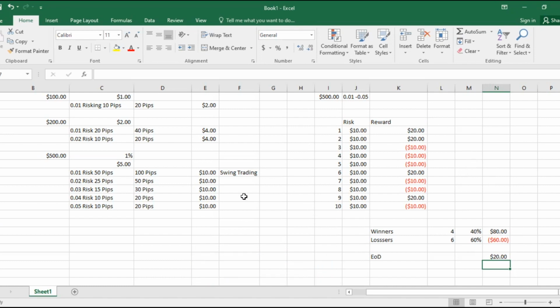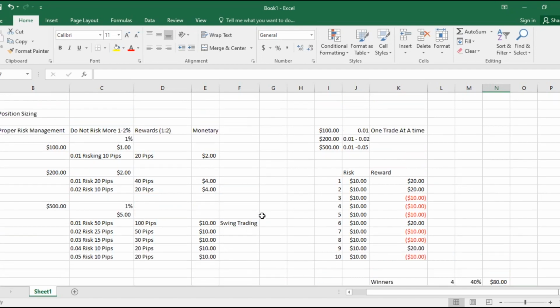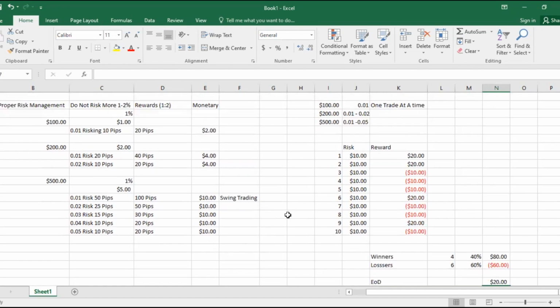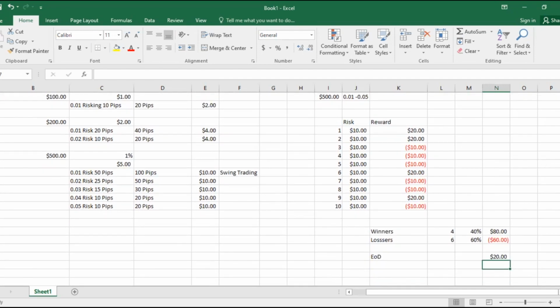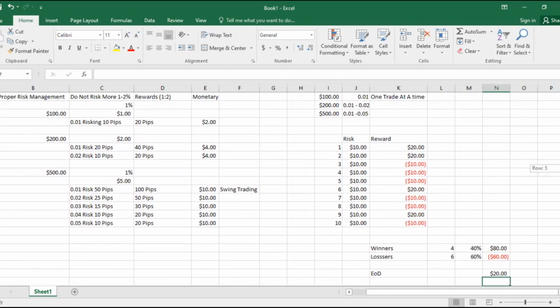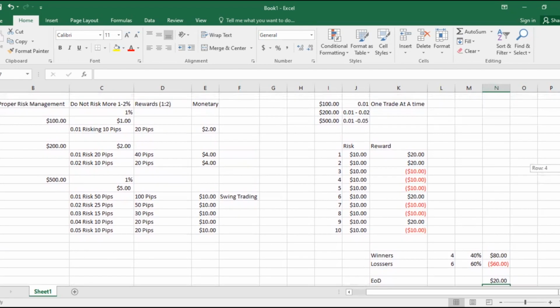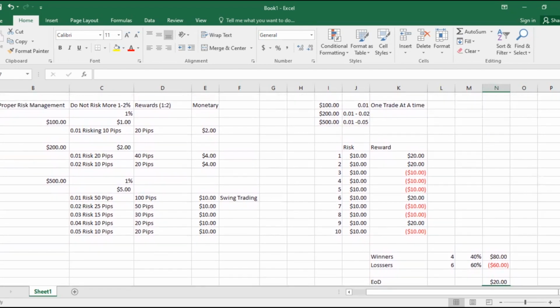So this is how we do it to get the lot size. I believe it was of value, and that you'll be able to take some useful information from this particular video.